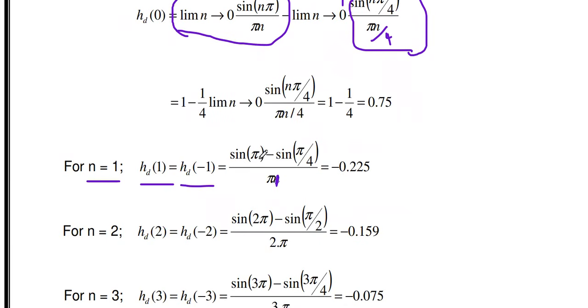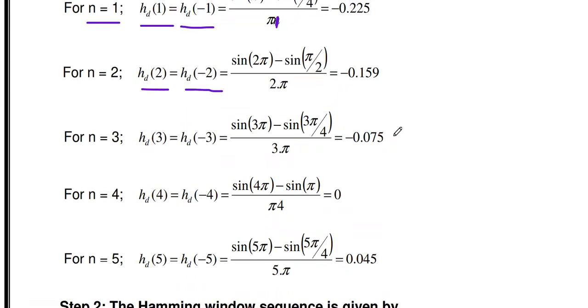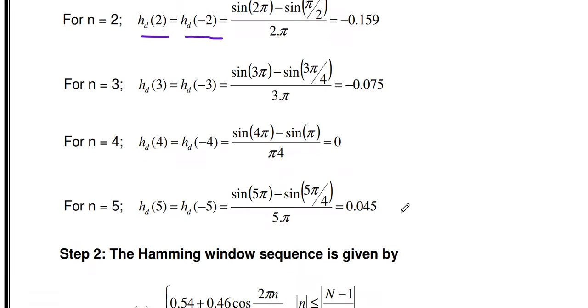So what is the answer for this? You just use the calculator in radian mode. First, put your calculator in radian mode and type this. We get the answer minus 0.225. Similarly, for n equal to 2, hd of 2 and hd of minus 2 are both equal. If you substitute 2 instead of n, we get the answer minus 0.159. Similarly, for n equal to 3, we get minus 0.075. For n equal to 4, we get 0. For n equal to 5, we get 0.045.